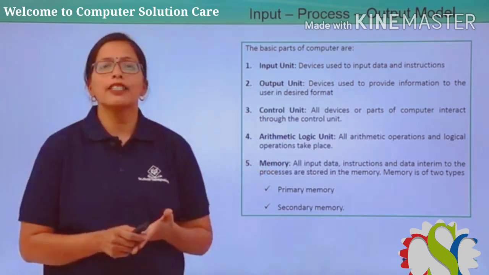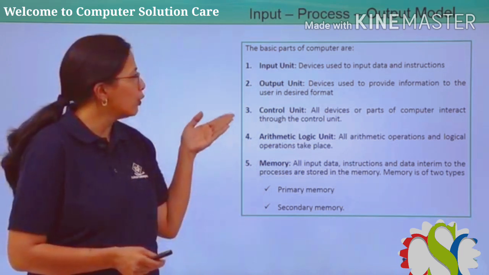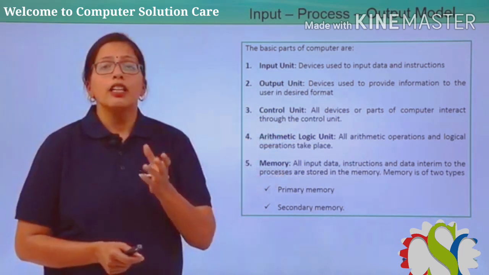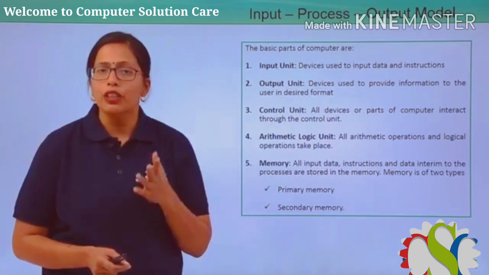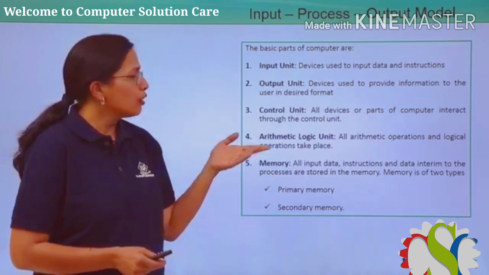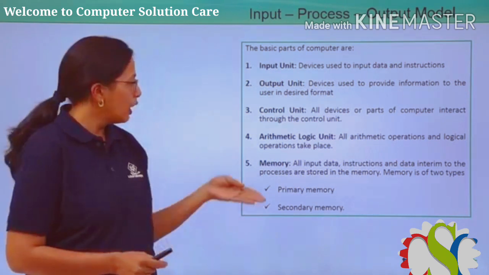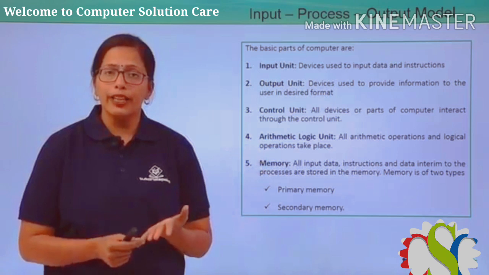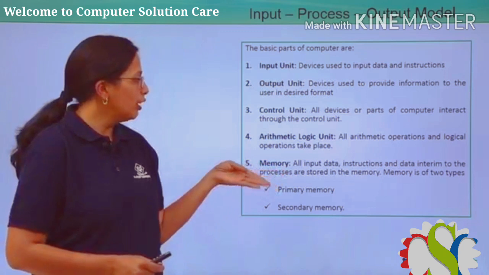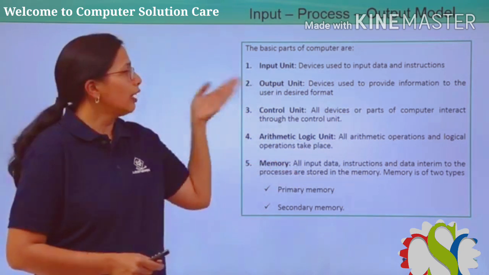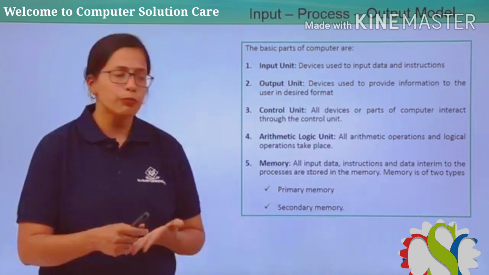The input unit consists of the devices that are used to give data or instructions to the computer. The control unit is collaborating with all the devices and it controls the function of all the parts of the computer. The arithmetic logic unit carries out all the arithmetic operations and logical comparisons. In the memory, all the input data, instructions, output, and interim data are stored in the memory unit. And finally, the output unit: the devices that are used to give us output are the output unit.